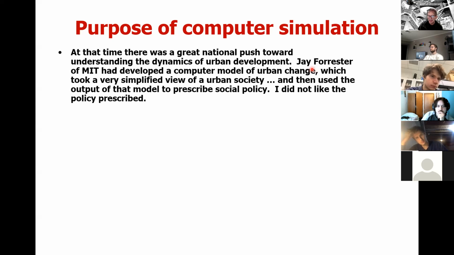And Leo was always one of the trend leaders. So this is what he wrote. He said, at the time, there was a great national push towards understanding the dynamics of urban development. So we're talking about the United States in the 1960s, a period of great social unrest, and some changes were made, not enough, but anyway, he was interested in that. And somebody called Jay Forrester, who was at MIT, had developed a computer model of urban change, which took a very simplified view of an urban society, and then used the output of that model to prescribe social policy. I did not like the policy prescribed. This is Leo Kadanoff talking.